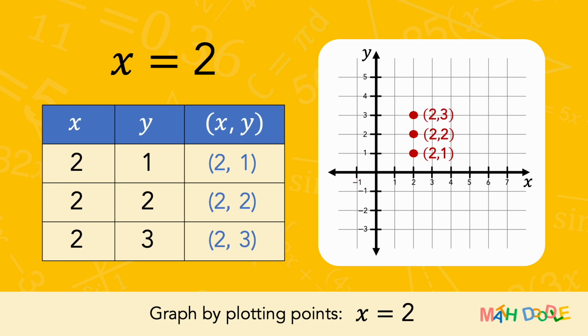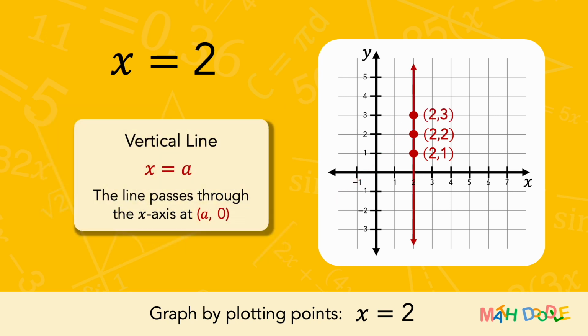Then, let's draw a line through these points and put arrows on both ends of the line. As you can see, the vertical line passes through the x-axis at 2, and it is the line of x equals 2.